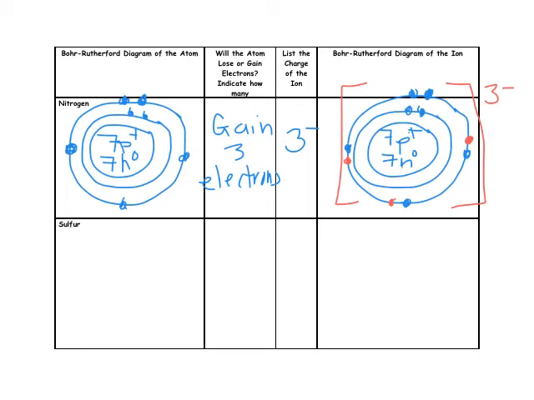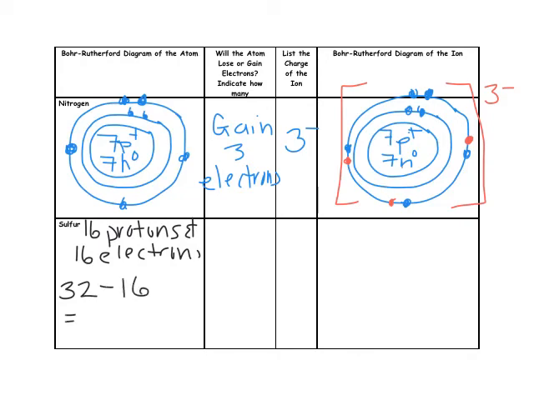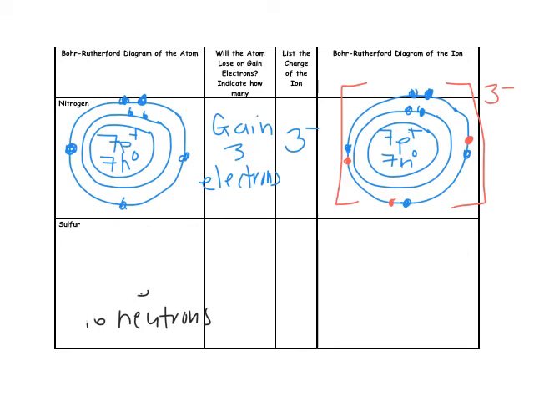We can do a diagram for sulfur next. So sulfur has an atomic number of 16, which means it will have 16 protons and 16 electrons. Its mass number happens to be 32.07, which just rounds down to 32, minus 16 gives us 16 neutrons. So now when we go to draw the Bohr-Rutherford diagram, we know we have to place 16 protons and 16 neutrons in the nucleus.